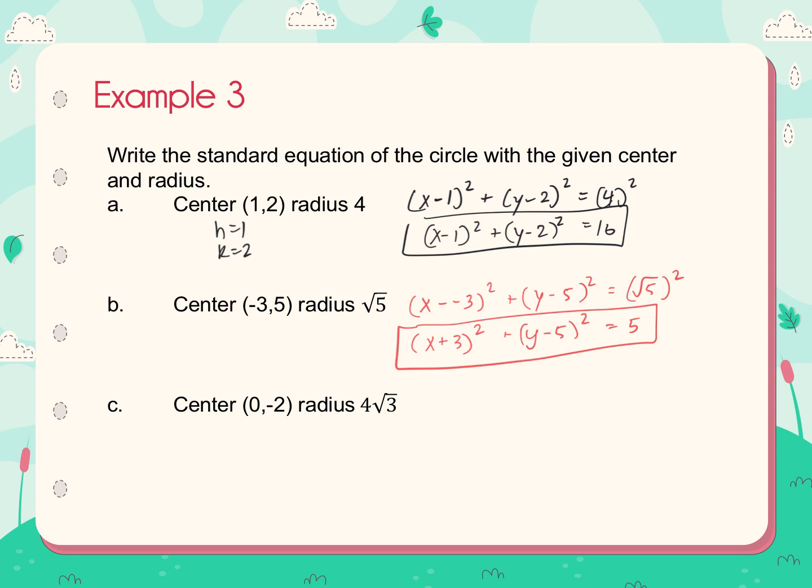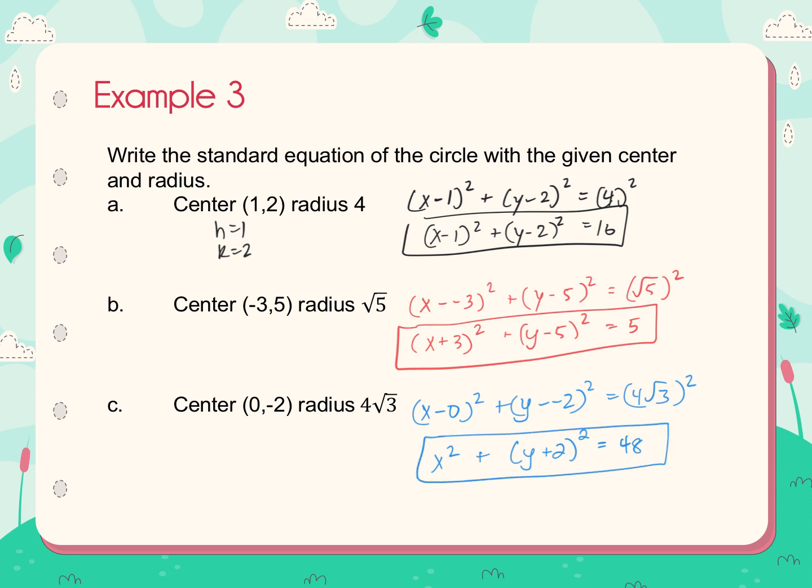Sorry about that. And then the last one we've got here, x minus 0 squared plus y minus negative 2 squared equals 4 radical 3 squared. So this is just going to be x squared, and this is going to be y plus 2 squared. And this is going to be, again, 4 times 4 is 16, and 16 times 3 is 48. And so that's the equation of this circle. So again, it's just a matter of knowing the formula, plugging it in, and just doing the math.